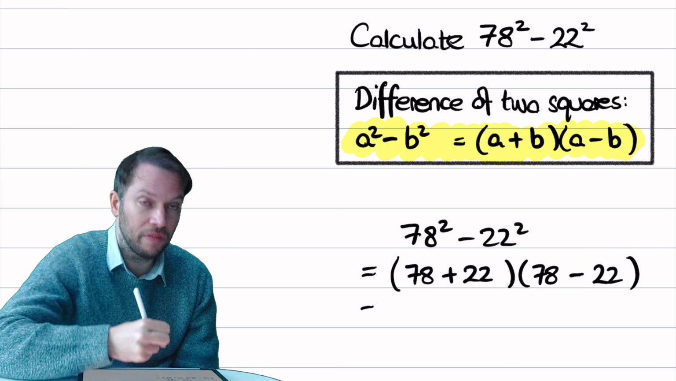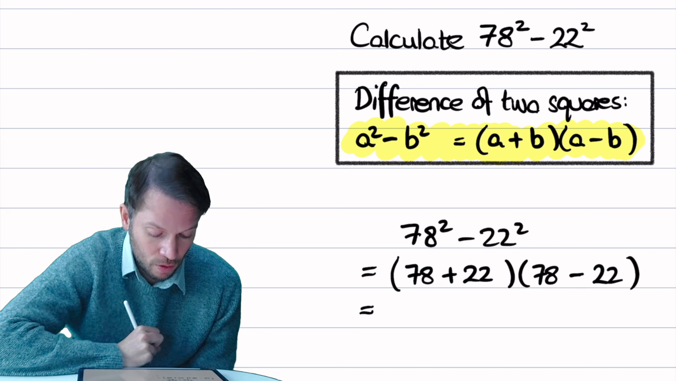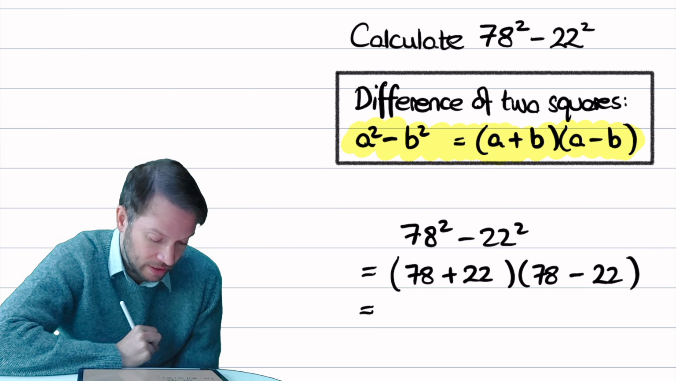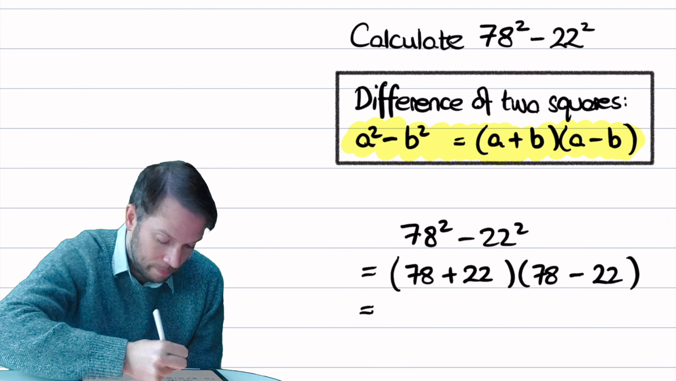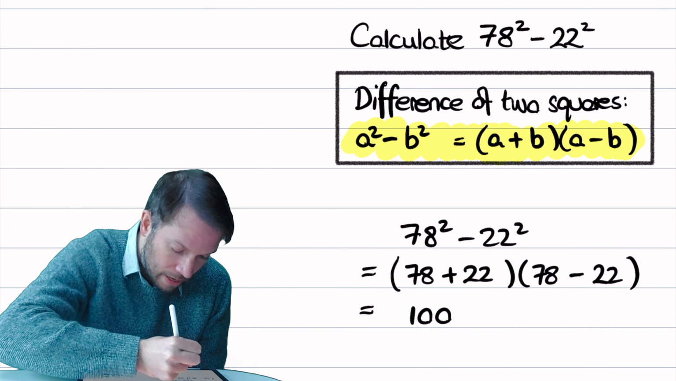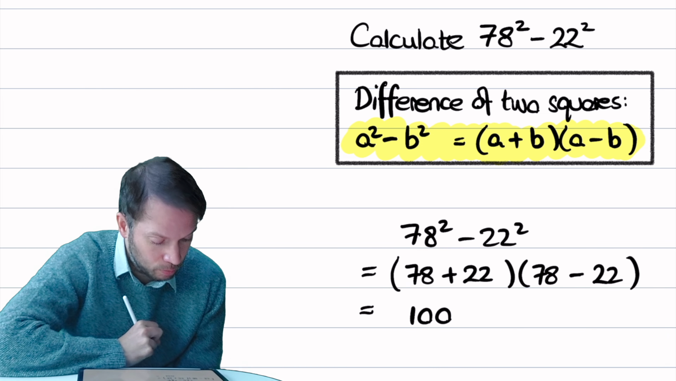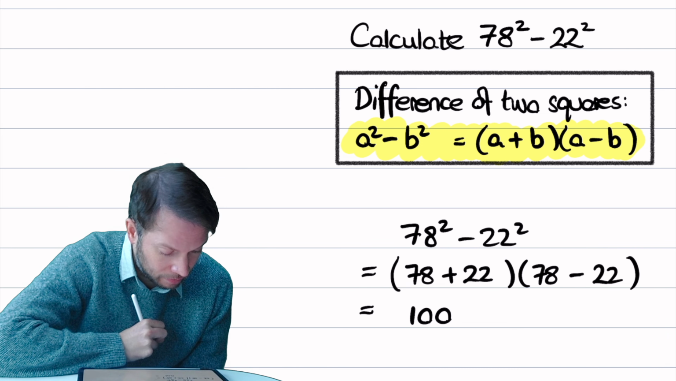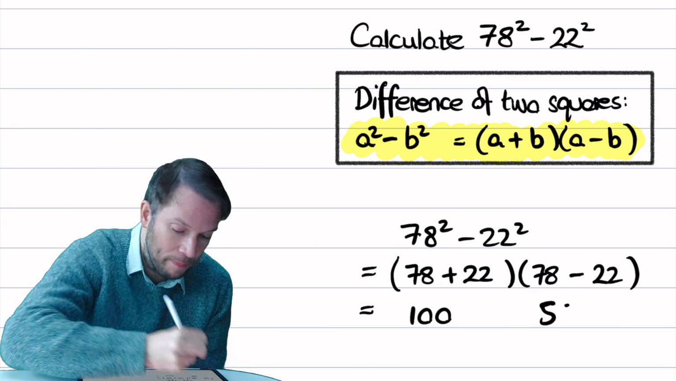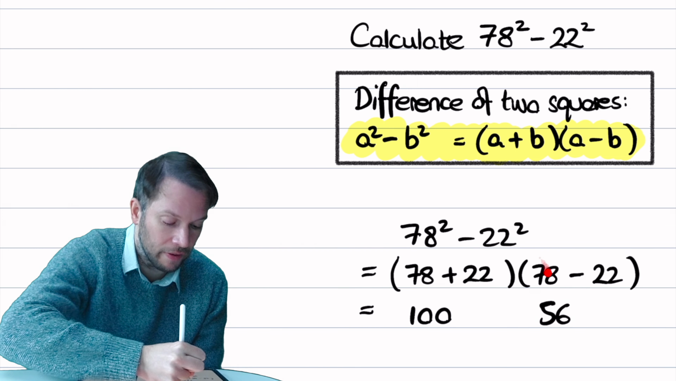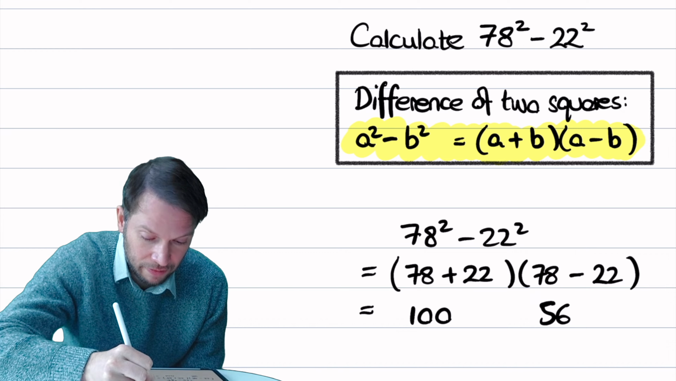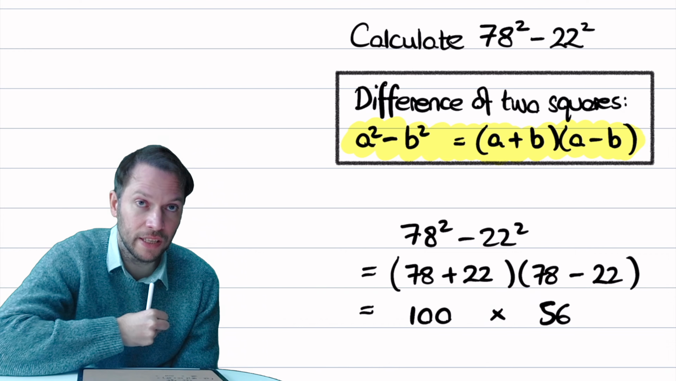And then let's just simplify each of these brackets. What's 78 plus 22? Well, that's 100. And then what about this second bracket? It's 78 minus 22. What is that? Well, it's 56. And then remember, when these two brackets are next to each other, it means they're being multiplied together. So we're multiplying these two numbers together.